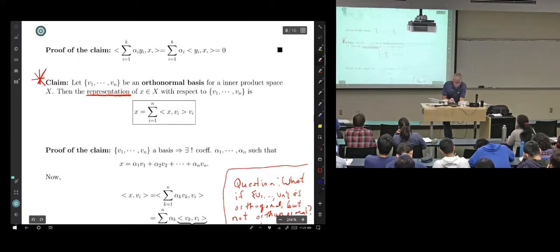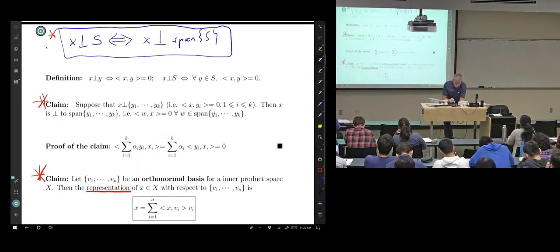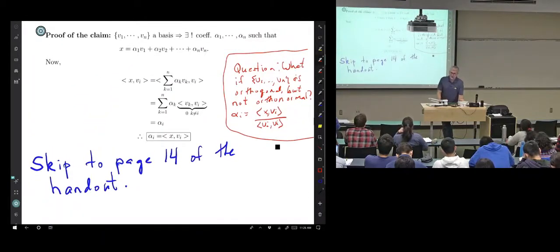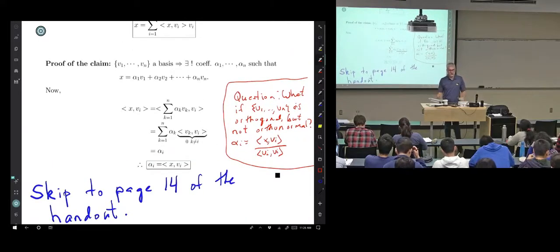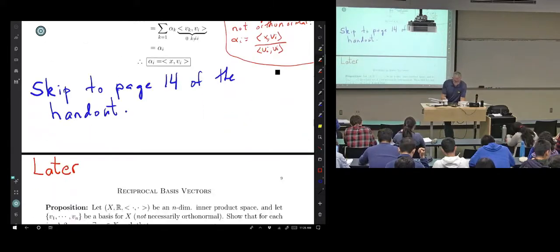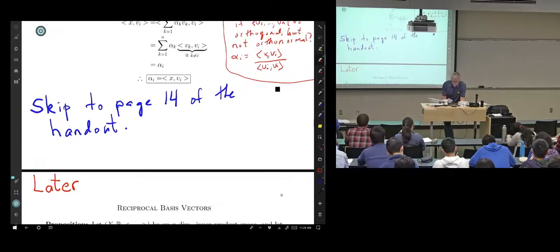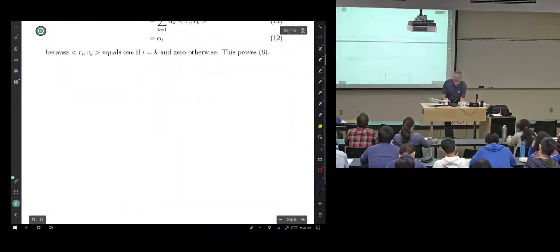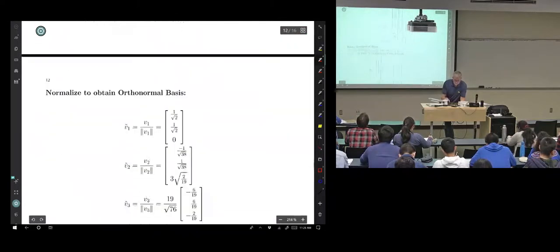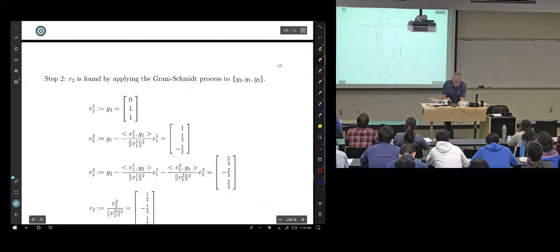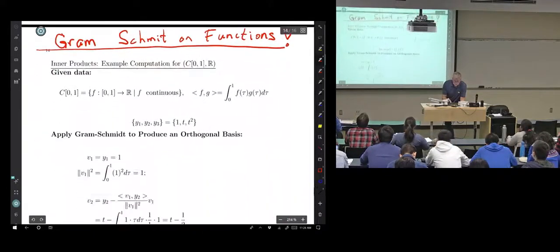Okay, so if you don't have the handout with you, we're on page 8, and it's full of interesting things. Make a note. Make a note. Page 8 of the handout is full of fun little facts that you want to play with. Okay, now we're skipping to page 14. So, forget about the reciprocal bases for now.